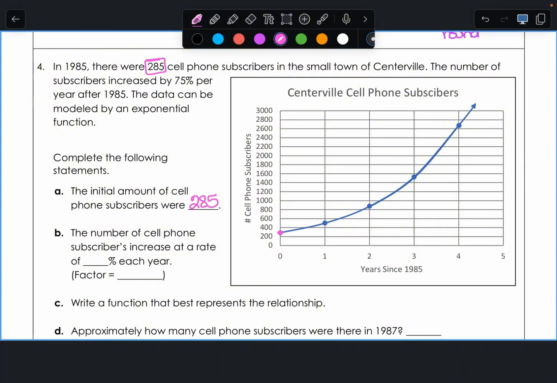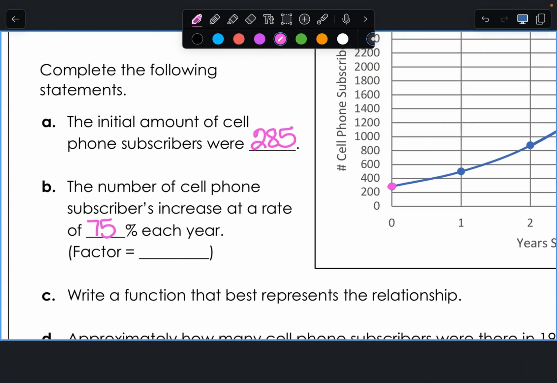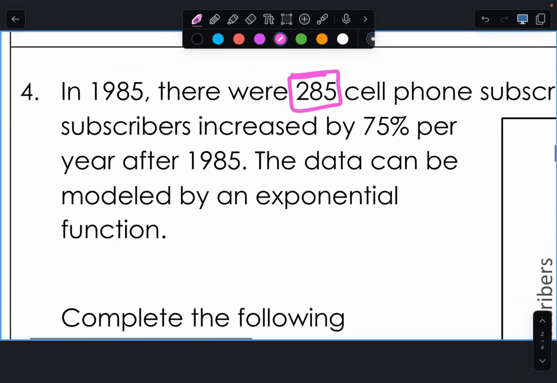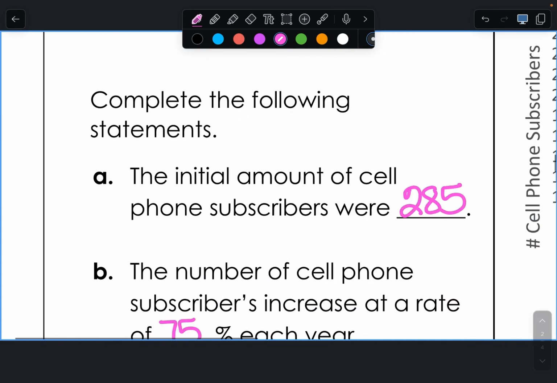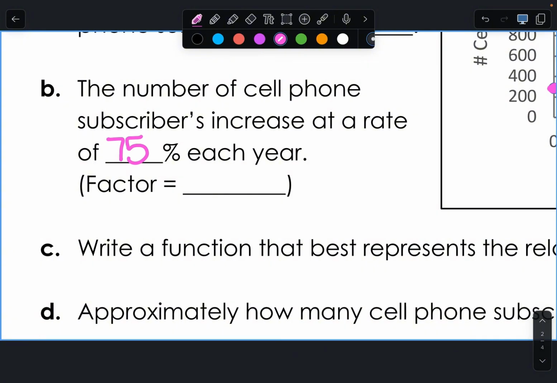The number of cell phone subscribers increases at a rate of what? Okay, so think about it. If it increases at a rate of 75%, they gave us a percentage in the problem. That tells us that that's the rate. We need to figure out how to change that to a factor. So 1 plus or minus the rate is equal to a factor. Are we increasing or decreasing? Increasing, so we add the 75%. And 1 plus 0.75 is?